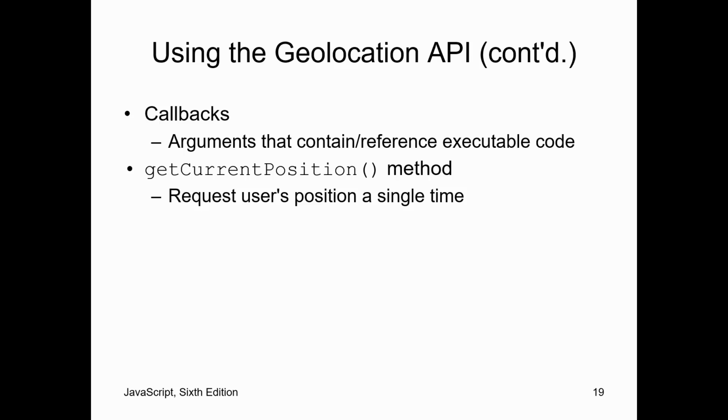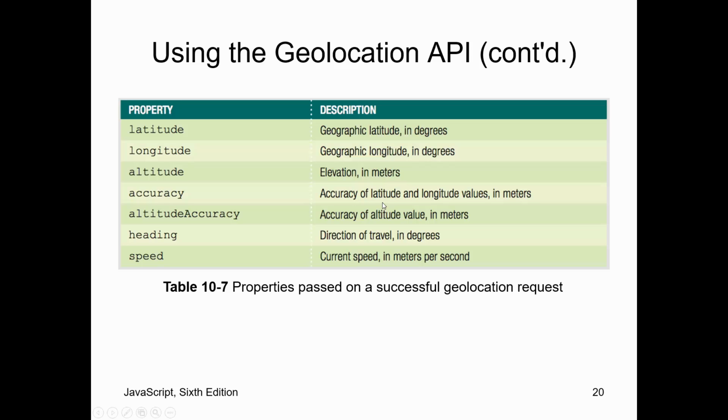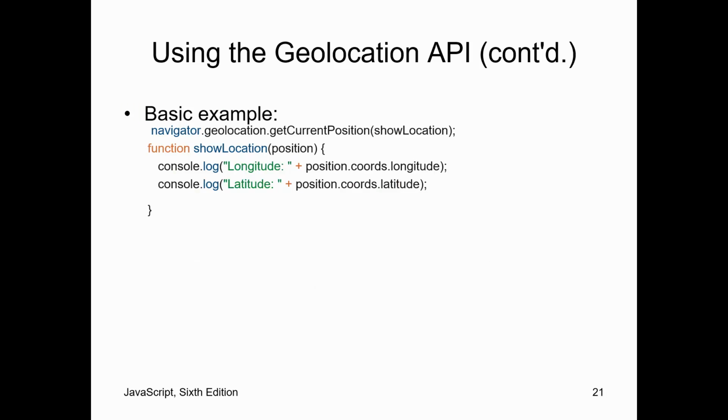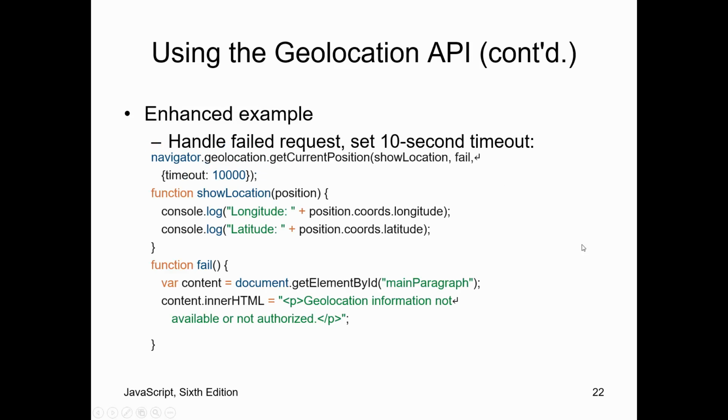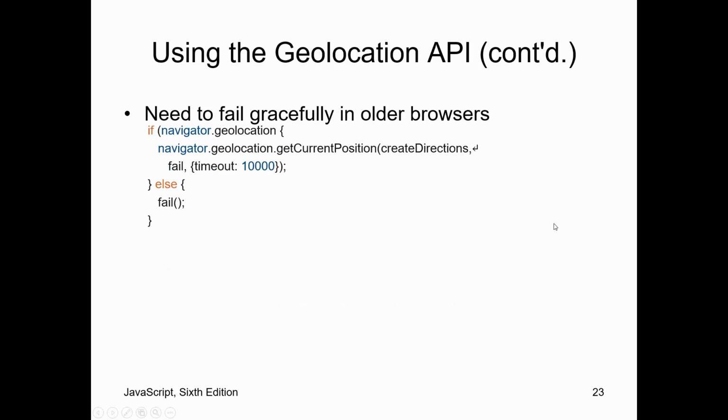All right? Callbacks. Callbacks are interesting. They're basically typically a function call within a function. Get current position, as it says, requests your current position one time. These are the properties. I'm not going to run through any of those. By no means am I an expert on this stuff. Here is an example of how they could be used. A more enhanced example.